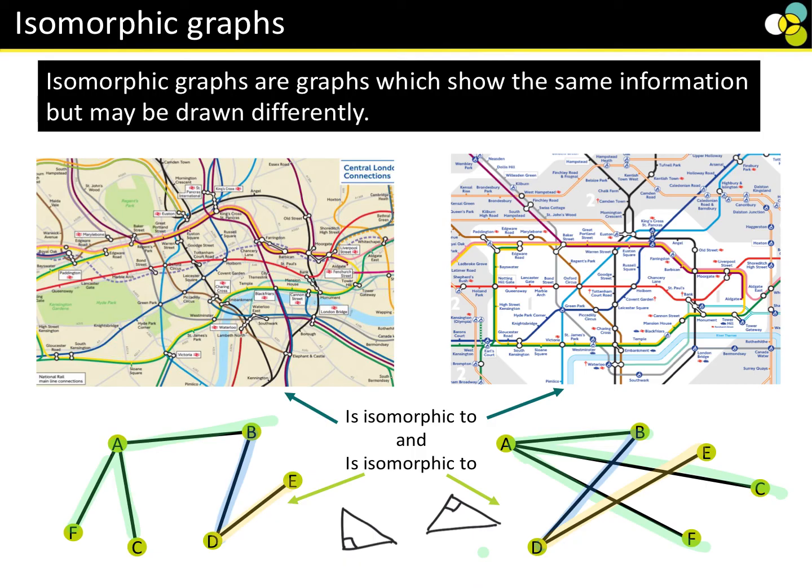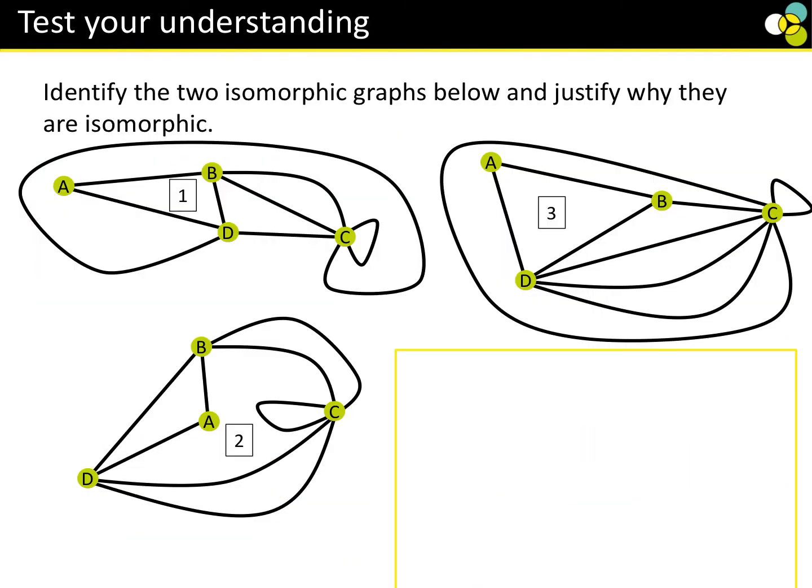So, are you ready? Please can you identify the two isomorphic graphs below and justify why they are isomorphic? So is 1 isomorphic to 3? Is 1 isomorphic to 2? Or is 2 isomorphic to 3? You need to justify your answer.